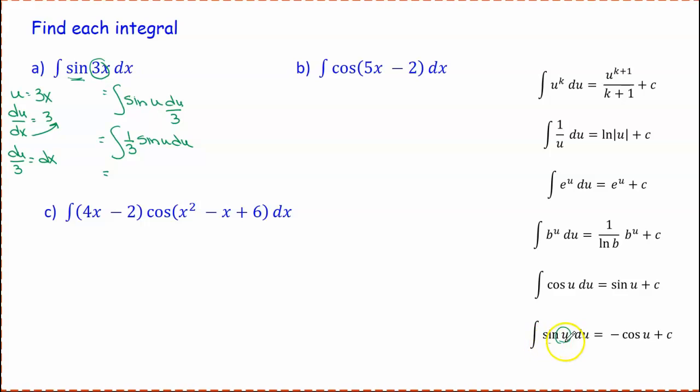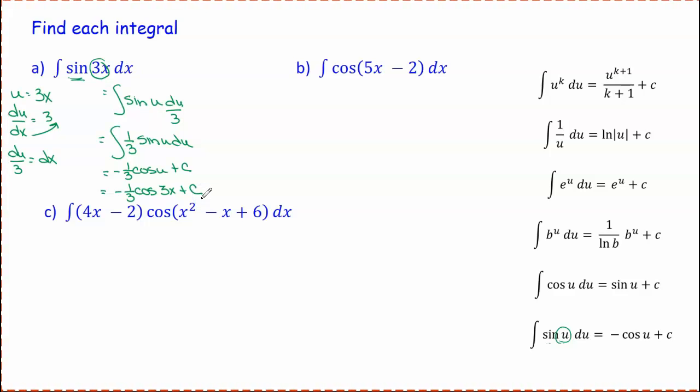The integral of sine u du is negative cosine u. So I'm going to have negative, my coefficient 1/3, cosine u plus c. The original integral had u, my polynomial, as 3x, so I have to replace. So negative 1/3 cosine 3x plus c.